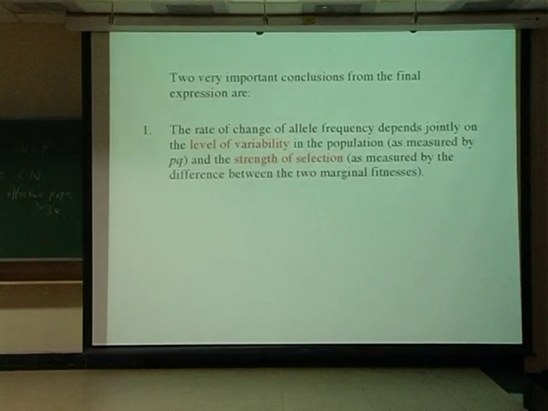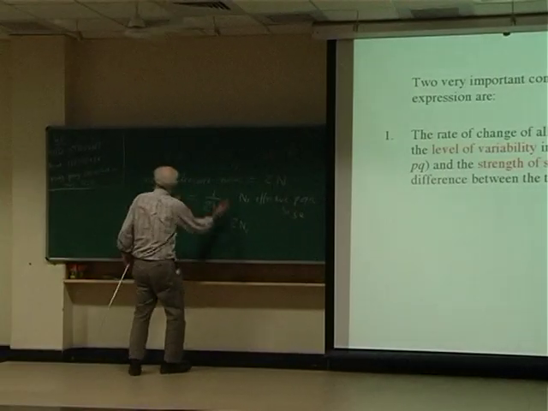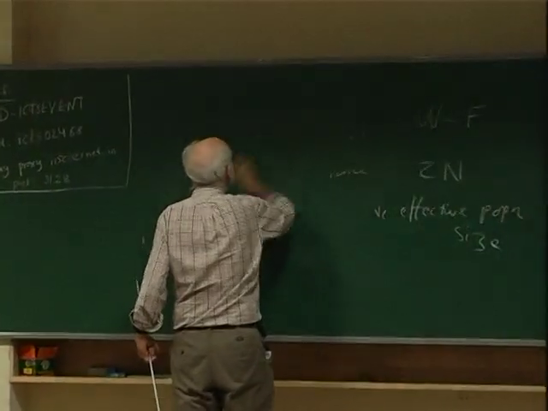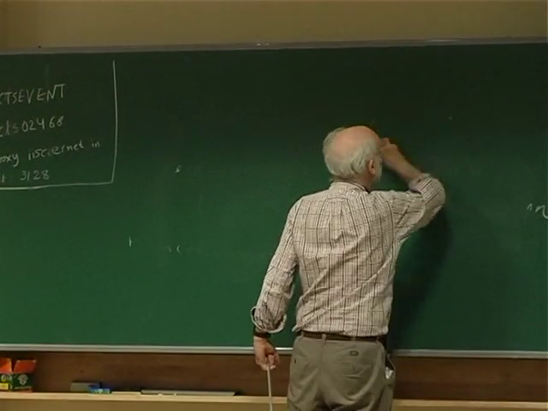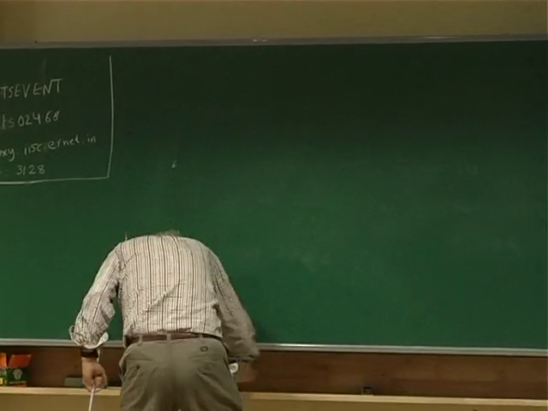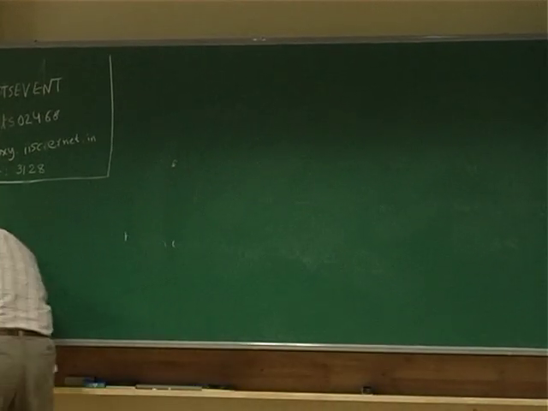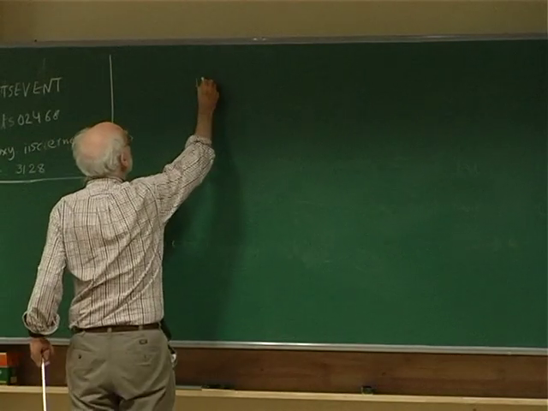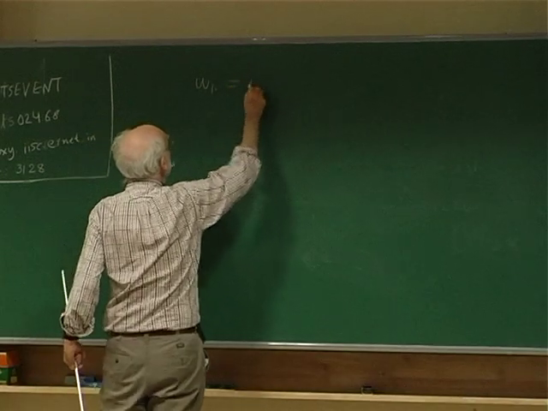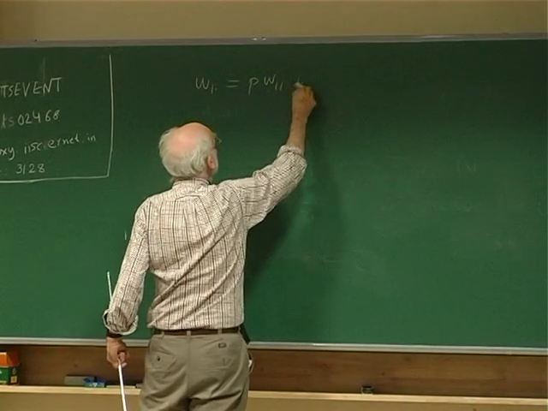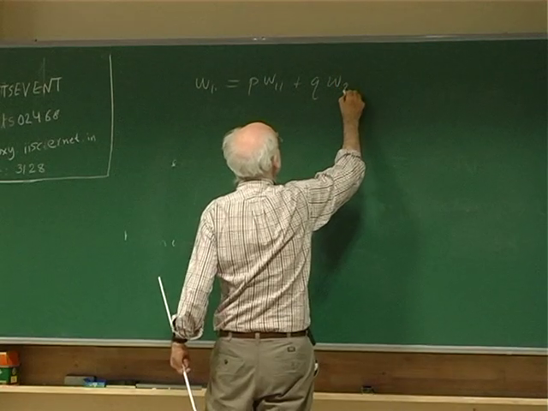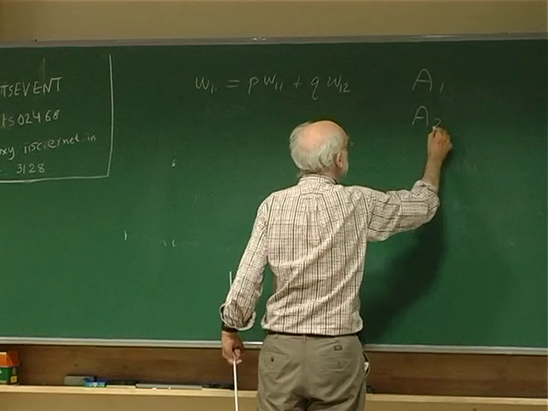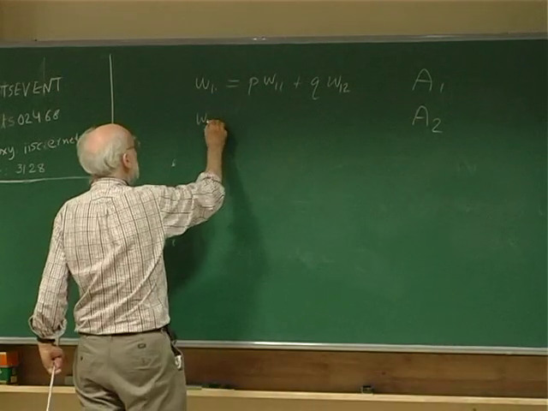So the two important, let me write that on the board. So after some manipulation of this model, we've defined the following quantities. W1 dot, so that's the marginal fitness of allele A1. Marginal fitness of allele A2 is W2 dot.